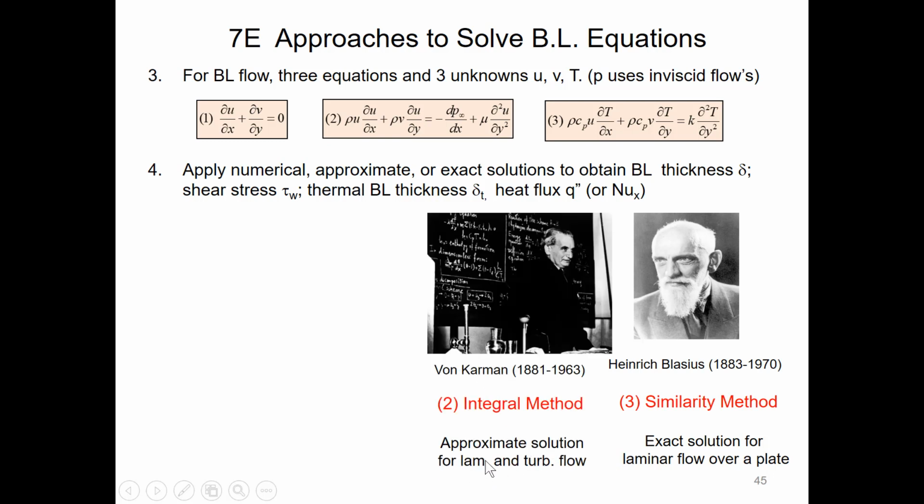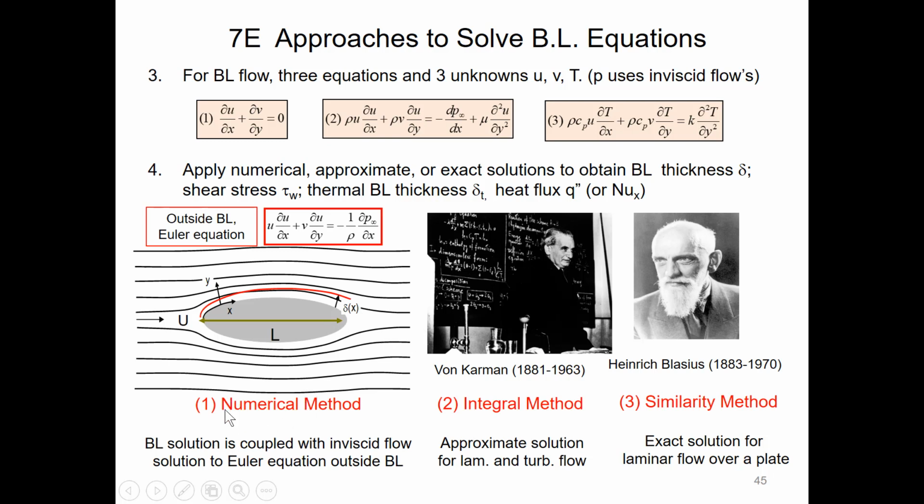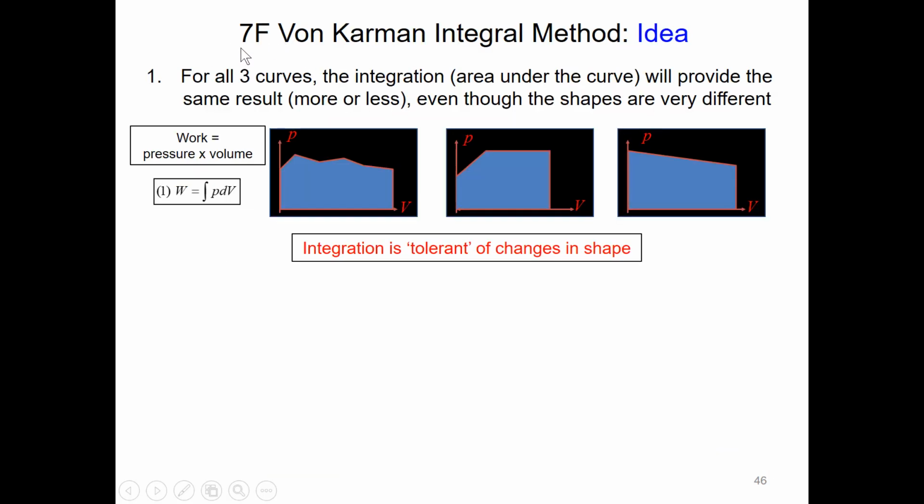For laminar and turbulent boundary layer flow, we turn to an integral method to get approximate solution. For advanced problems, we turn to numerical method to get approximate solution by coupling the boundary layer solution with the outside inviscid flow solution. Next, we'll introduce the integral method by focusing on its idea. F. Von Karman integral method.